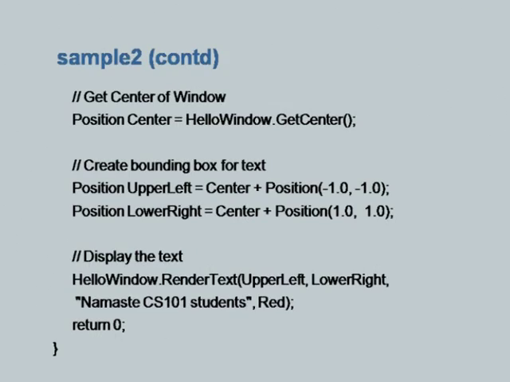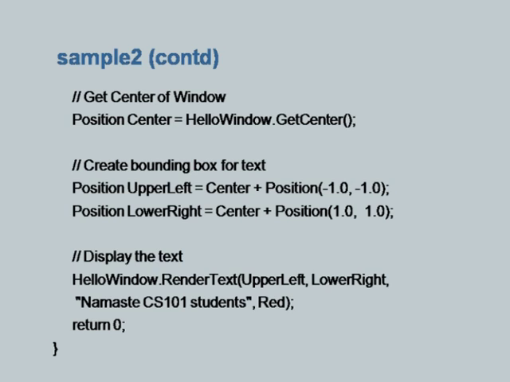You just say, hello window.renderText. So renderText is another member function. RenderText means whatever string I give you, write it in that window. Where do you write it? How do you write it? Well, write it from the upper left and lower right, which is the bounding box.